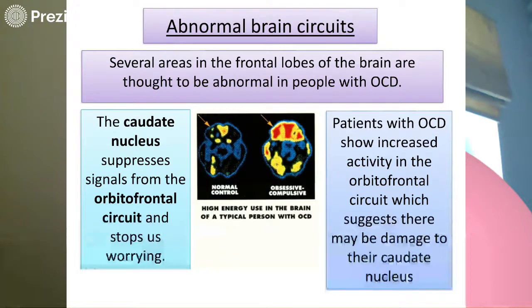If they therefore have damage to this area, then it means that this nucleus isn't stopping the worrying, and an individual might constantly worry about something because their brain's not working and it's not switching this off. It's not saying, okay, we don't need to worry about this anymore. It can't do that, it's not functioning correctly, and therefore an individual might continue to worry.